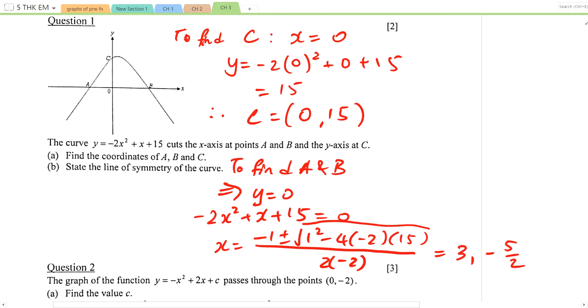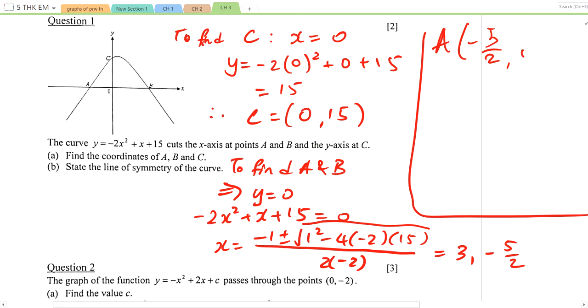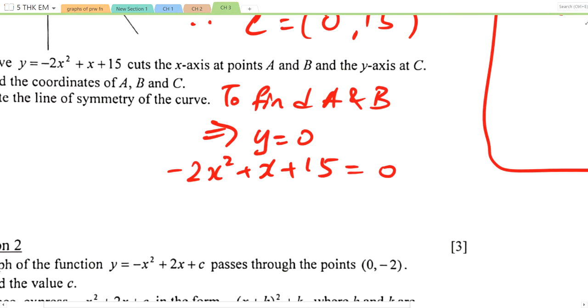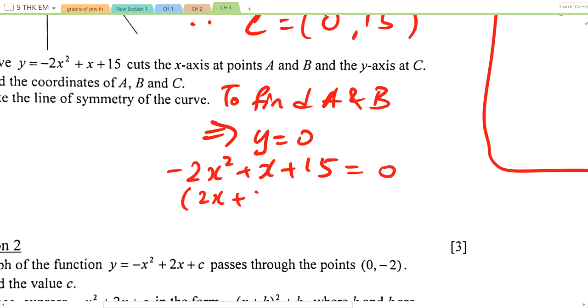Negative will be for A. So I'm doing it really messy, but so that you can see. So A is (-5 over 2, 0), and B will be (3, 0). Okay. Any of you did it without using the formula? That means you used your factorization. Factorization, okay. What will this factorize to give us? 2x plus 5.